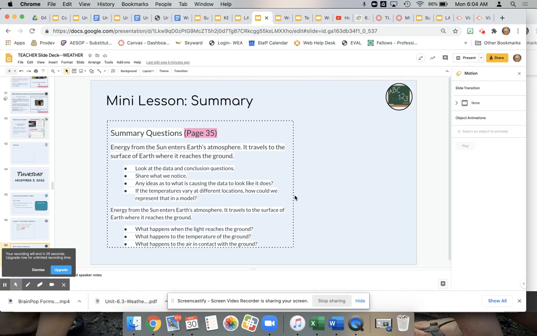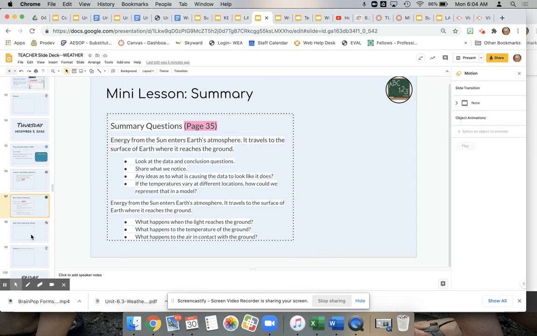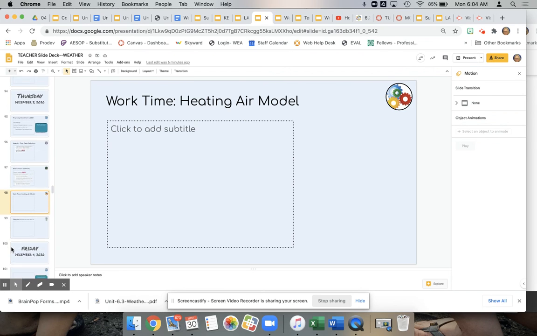Then we will be asking students to make a model. So I'll be making a model and showing you how to do that, but how is it exactly that the air is getting heated? How does this energy transfer between the air molecules? And then finally on Friday, we will summarize our learning.